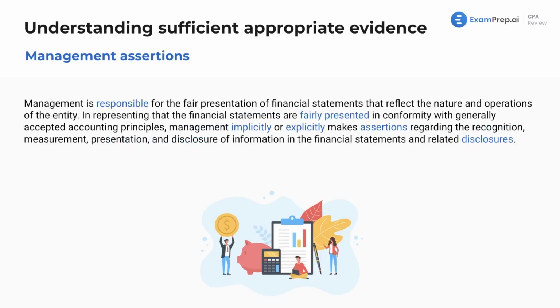Management assertions. Management is responsible for the fair presentation of financial statements that reflect the nature and operations of the entity, and in representing that the financial statements are fairly presented in conformity with GAAP, management implicitly or explicitly makes assertions regarding the recognition, measurement, presentation, and disclosure of information in the financial statements and their related disclosures. We're going to see these assertions. They are kind of difficult, so if you don't have them down at this point, I would make sure to start memorizing them and understanding the differences.